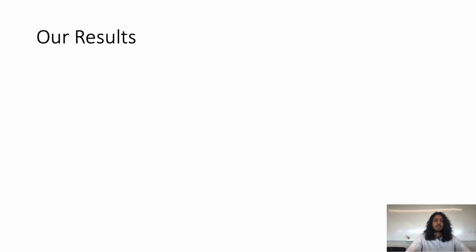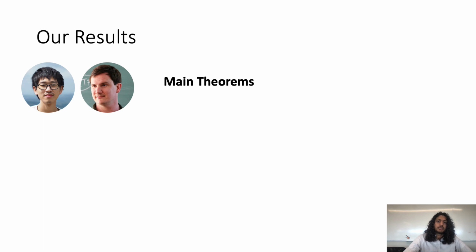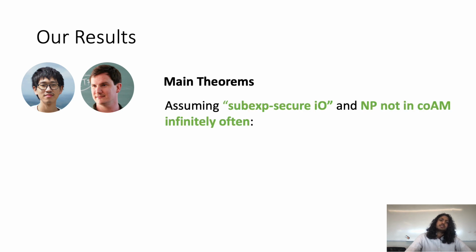Okay. So what are the main results that we prove? Our main theorems are as follows. Assuming the existence of some notion of obfuscation that I'm going to tell you about in the next 2 slides, and that NP is not in co-AM infinitely often. Co-AM stands for co-Arthur-Merlin, which is basically the probabilistic version of co-NP. So if you believe in derandomization, then this should be NP not in co-NP infinitely often.